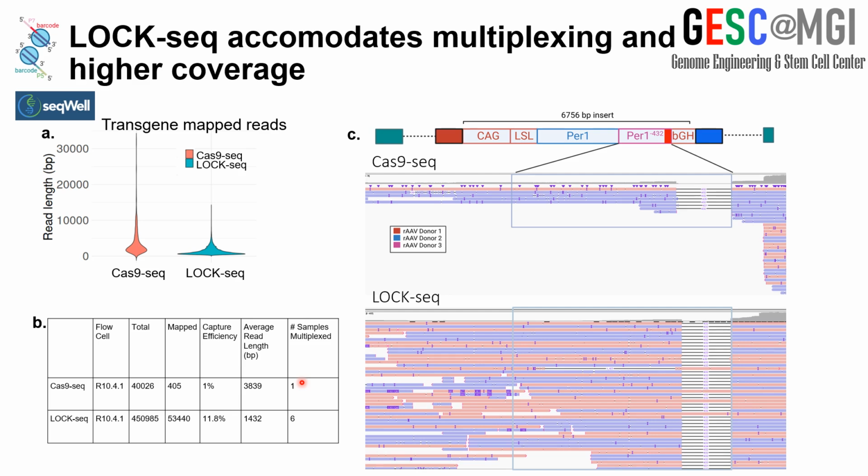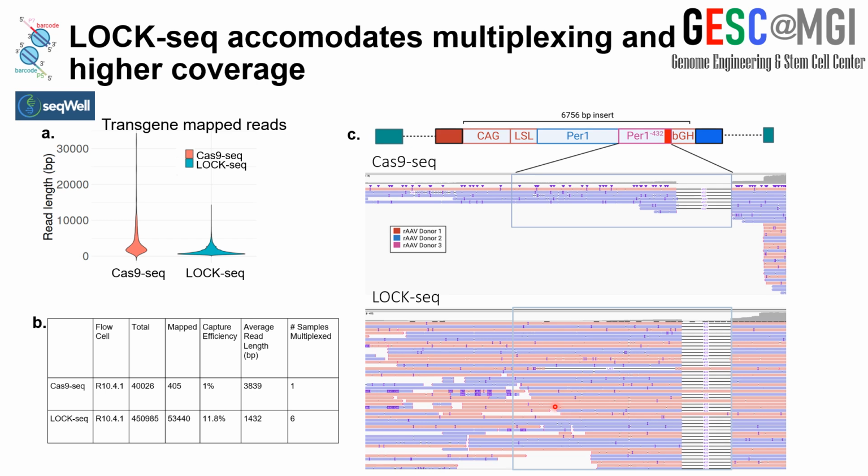Looking at the IGV screenshots, we were looking at this region here where we expected a 432 base pair deletion, and we're definitely seeing reads with Cas9-seq that are consistent with our expectations. However, again, the depth of coverage was quite low, and this is not multiplexing samples. This is only running a single sample on a flow cell. While for LOCK-seq, we were able to multiplex 6 samples, and just looking at a single sample, we're seeing the depth of coverage is much higher, and we're definitely seeing the expected 432 base pair deletion.